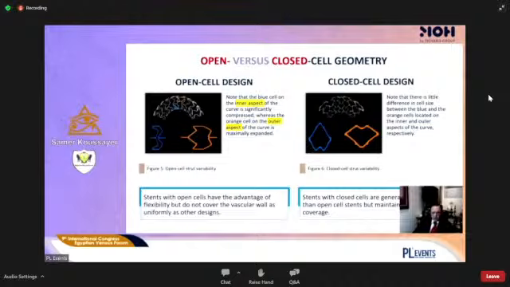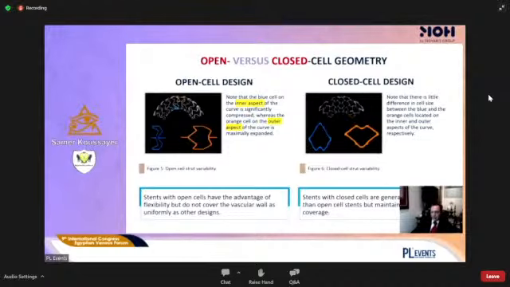This is when you have an open cell design. When you have a closed cell design, you see no major change in the cell of the stent when you bend it. So what does that mean? Stents with open cells have the advantage of flexibility, very flexible, but don't cover the vascular wall as uniformly as the other design. Because as you see in the inner part, the stent becomes small. They don't cover as much as the outer part, which is large.